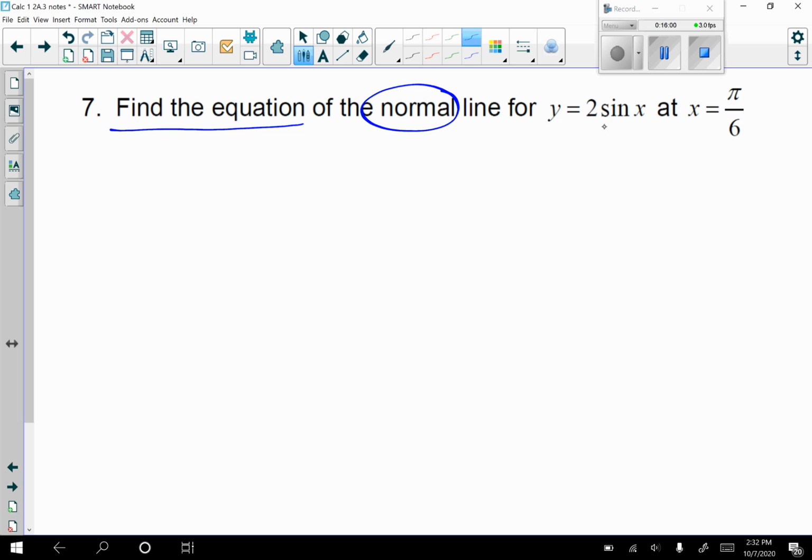Same information, same equation, same graph. We don't have to do anything extra. We just have to understand and remember what this means. A normal line means perpendicular to. So instead of our graph, here's our tangent line right there. At a point, our normal line is going to go straight through and be perpendicular. That's the normal line.